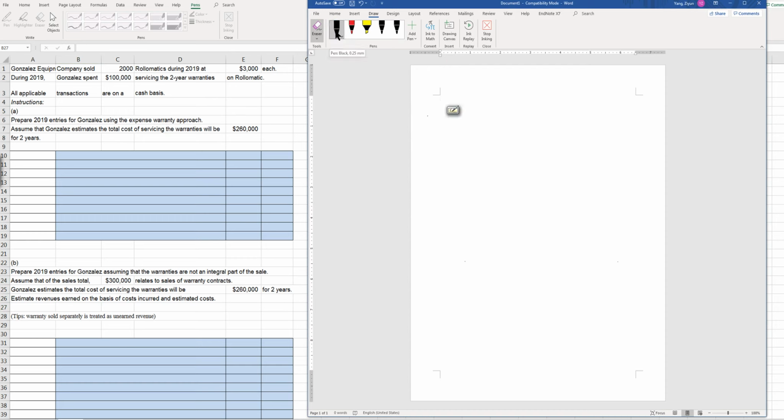So we have a company who sold 2,000 units at $3,000 each. And the company spent $100,000 servicing the 2-year warranties, and that is the cash they spent on the warranty service. Okay, and prepare the entries for the company using the expense warranty approach. Assume that the company estimates the total cost of servicing the warranty will be $260,000 for 2 years. All right.